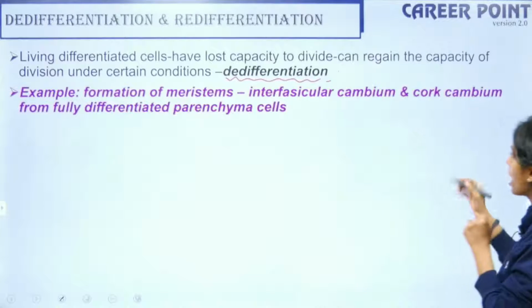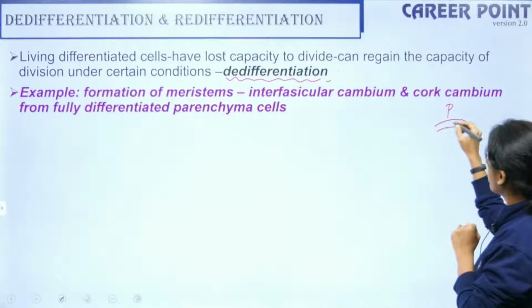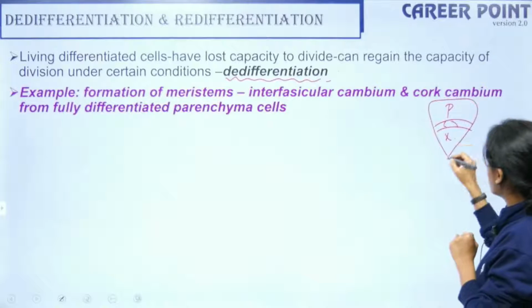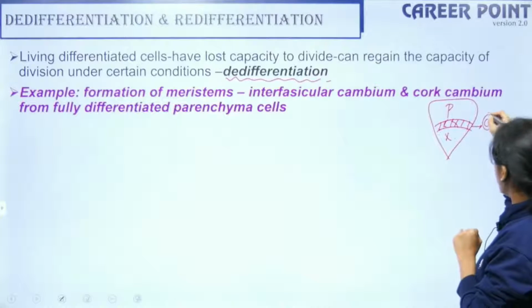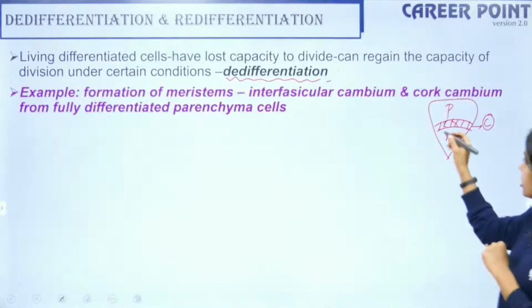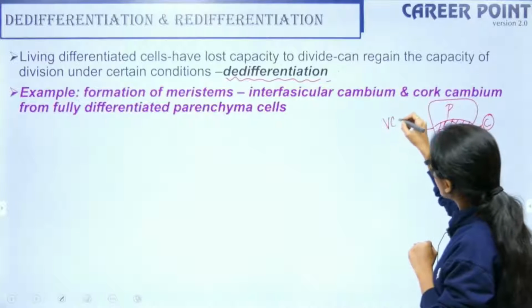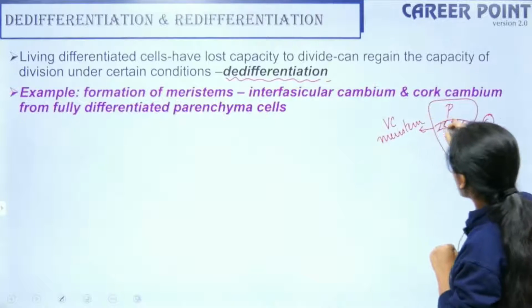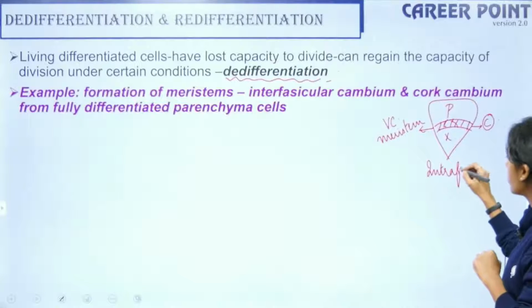Okay. So understand. So you have your phloem, you have your cambium, you have your xylem. So this is a vascular bundle, right? So this is your cambium layer. So this is your meristem. So this is your vascular cambium and this is a meristematic tissue. So this cambium is known as intrafascicular cambium.